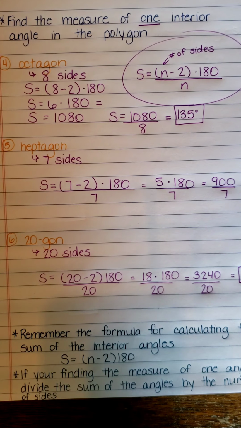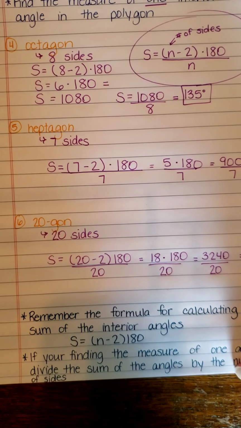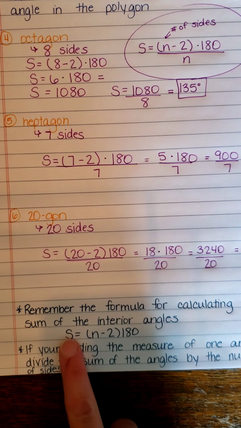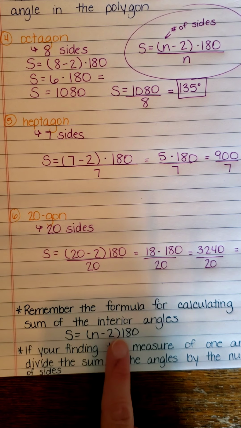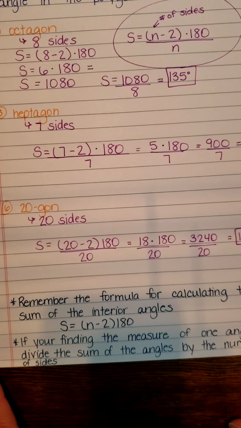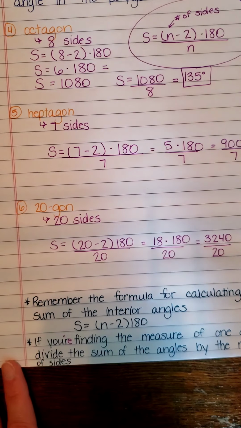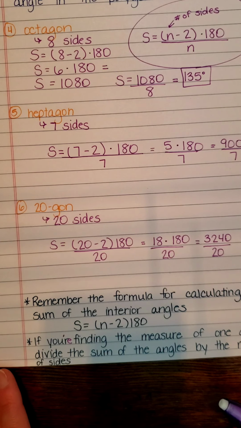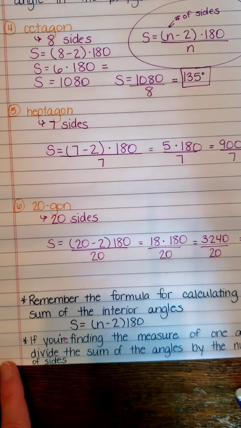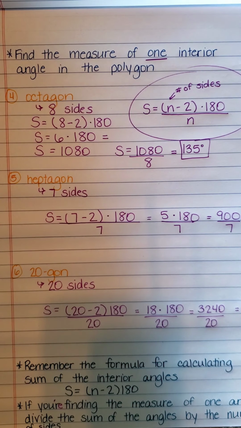So we are going to remember that the formula for calculating the sum of the interior angles is S equals the quantity n minus 2 times 180. And if you're finding the measure of one angle, you're going to divide the sum of the angles by the number of sides. So have fun with polygons and angles.